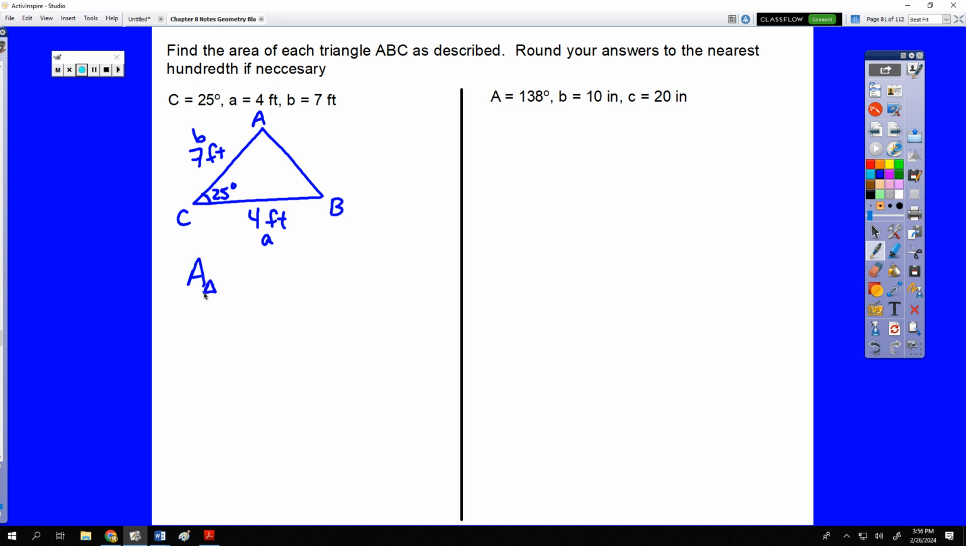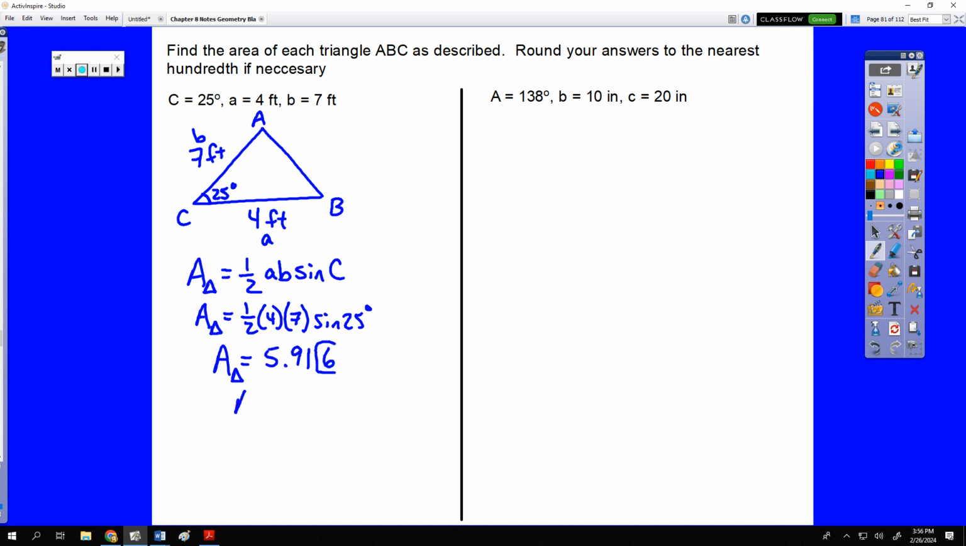So the area of the triangle is 1/2 the product of those two side lengths, A and B, times the sine of angle C, the included angle. So that's 1/2 times 4 times 7 times the sine of 25 degrees. Feed that into your calculator, and you get 5.916, which would round up to 5.92, and my units would be square feet.